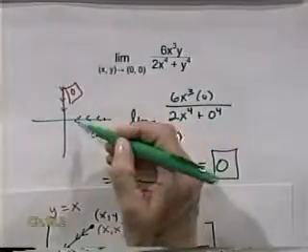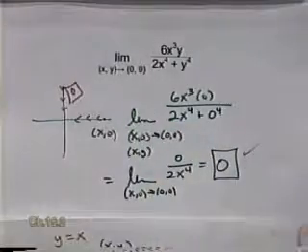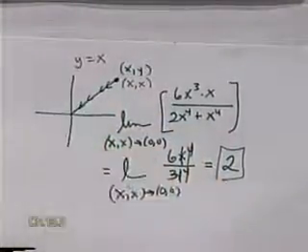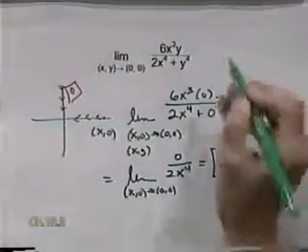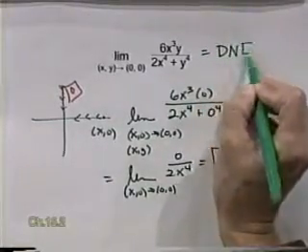So, coming in from the right, coming in from above, we got a limit of 0. But coming in obliquely along y equals x, we got a limit of 2. We have 2 different pathways, 2 different limits. Does not exist.